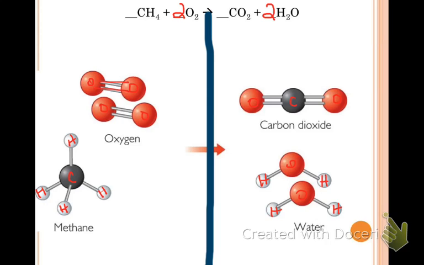So when we're looking at this, we have 4 bonds between a carbon and a hydrogen on the left-hand side, 2 double bonds between the oxygens. On the right-hand side, we're forming a double bond between the carbon and the oxygen, in fact 2 of them, and 4 bonds between oxygen and hydrogen.